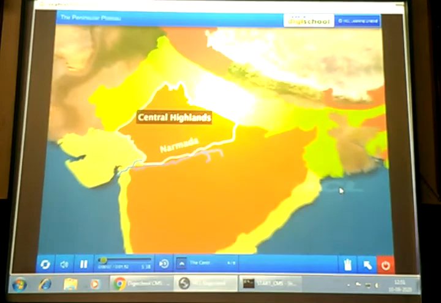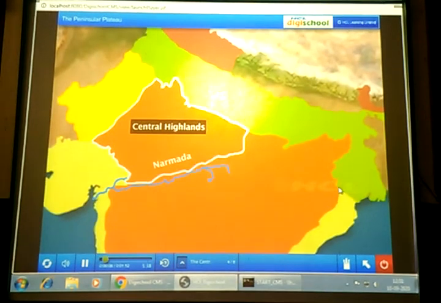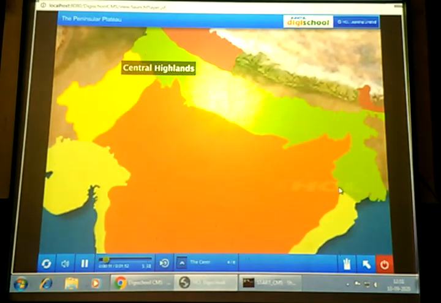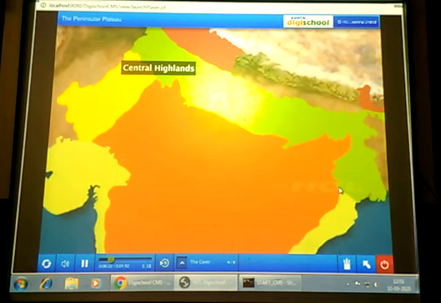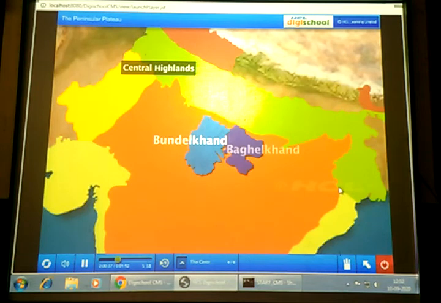The Central Highlands lie to the north of River Narmada. It is bounded by the Chota Nagpur Plateau in the east, the Vindhya Range in the south, and the Aravalli Range in the west. The Central Highlands are wider in the west and narrower in the east. The eastward extensions of the Central Highlands are called the Bundelkhand and Baghelkhand.